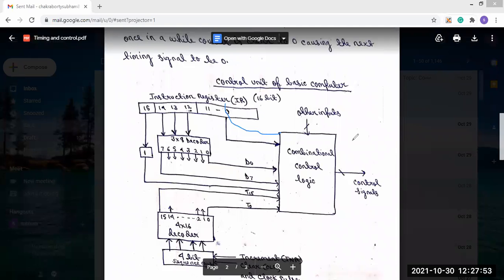Okay, so now the diagram is clear. Based upon these timing signals, the timing diagram is made. Not today, in the next class I will describe this timing diagram, and how it is produced we will see in the next class.